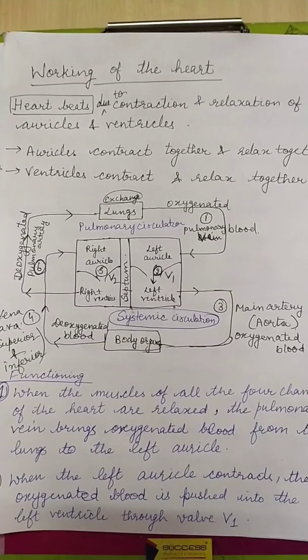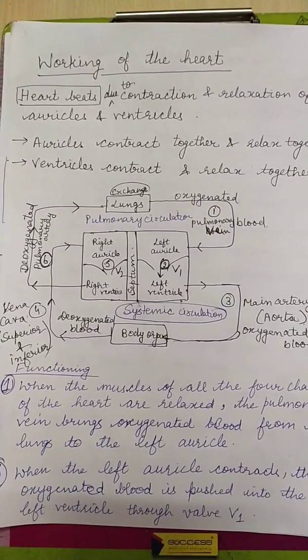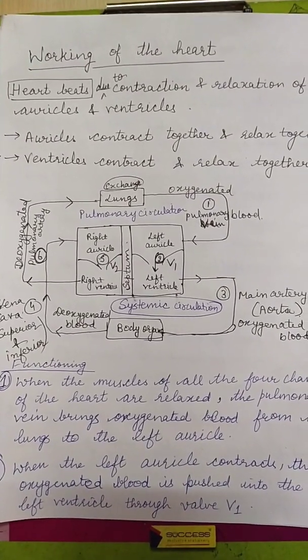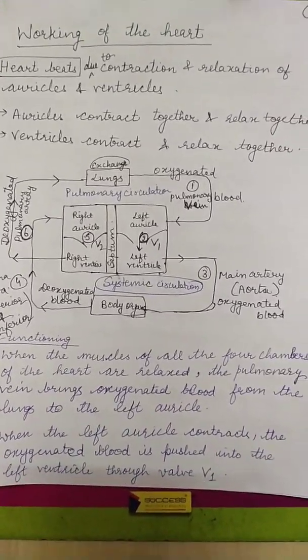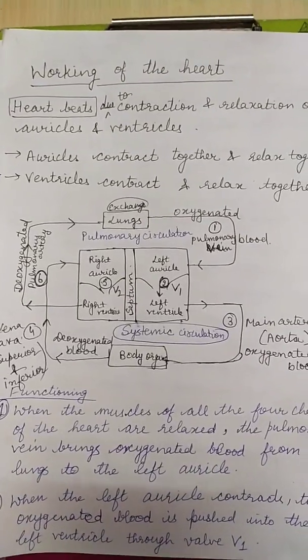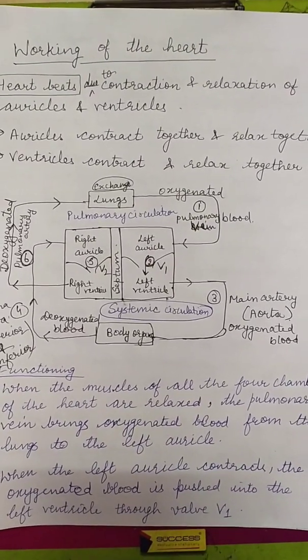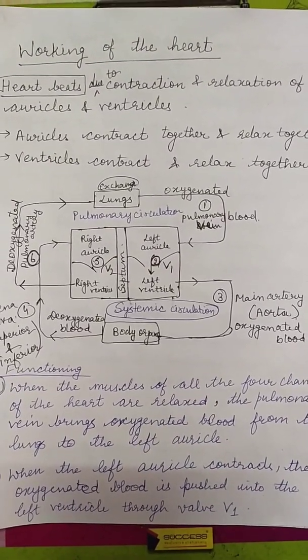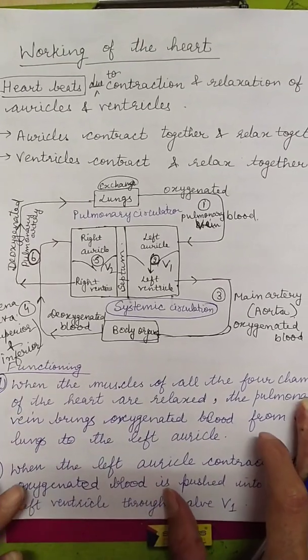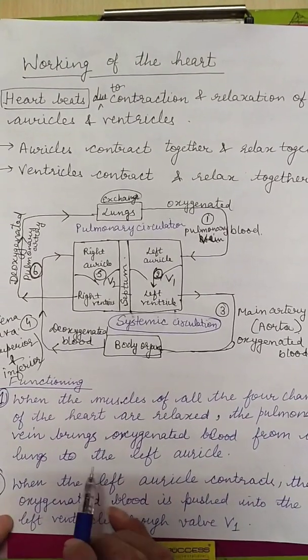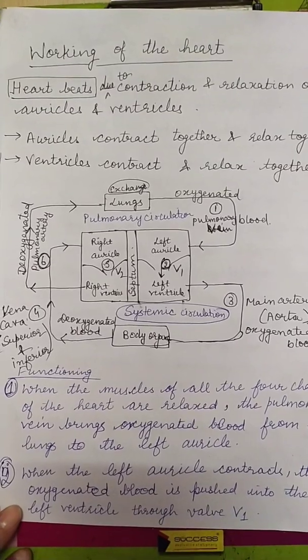Both the auricles contract together and both the ventricles contract and relax together. It is actually a cardiac cycle which runs, and there are 3 phases of the cardiac cycle. But you understand the working through the various steps. Look at this diagram. I have marked the steps as 1 to 6.